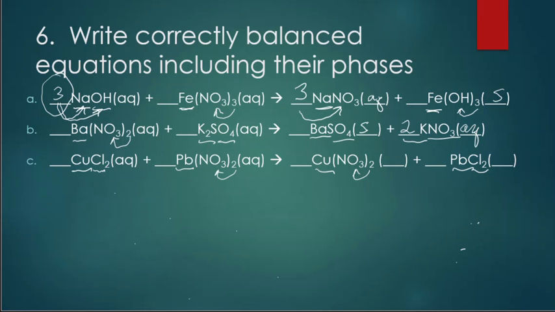All right, Eva. What is it? Copper 2 nitrate. Look it up on the chart. AQ. And PbCl2. That's your S. Good.